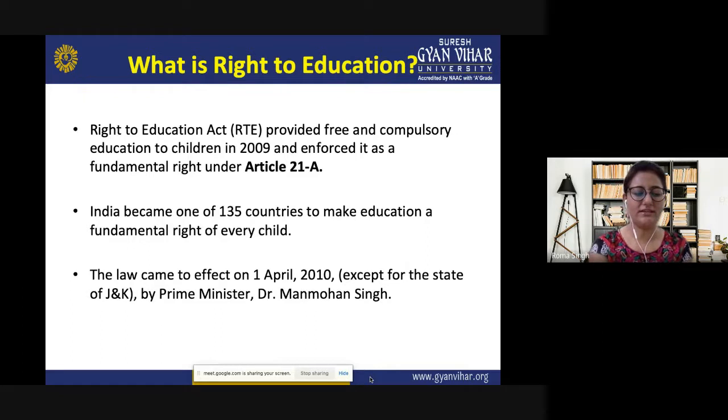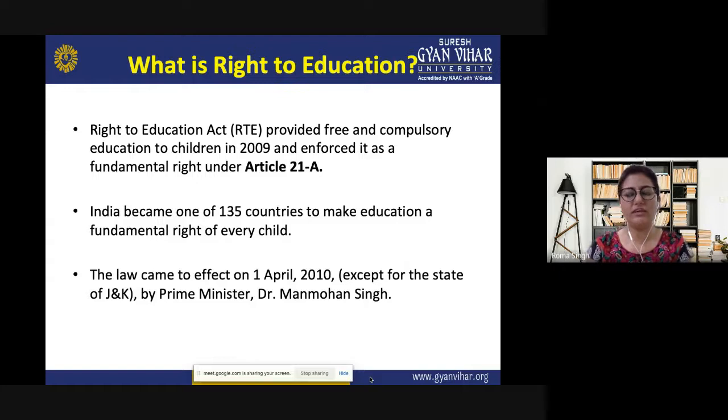So what is the right to education? The Right to Education provides free and compulsory education to children. In 2009, it was enforced as a fundamental right under Article 21A. Education has been termed a fundamental right by the United Nations also, and UNESCO has included this fundamental condition in its Sustainable Development Goals, which need to be achieved by 2030.